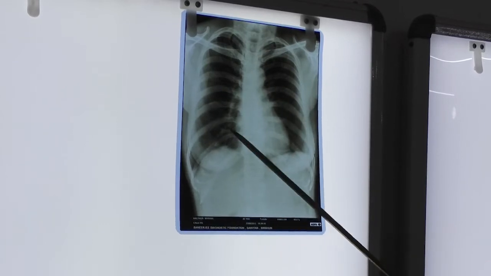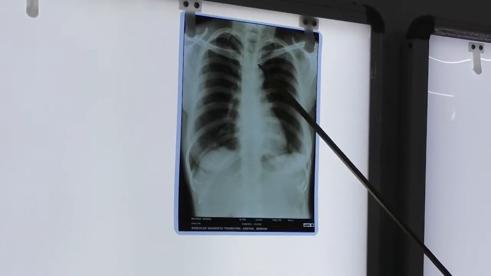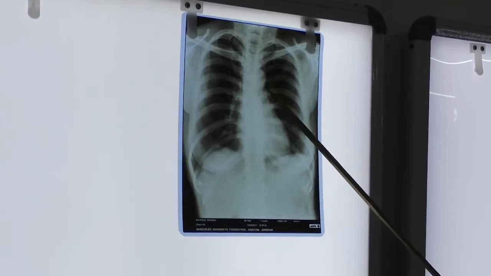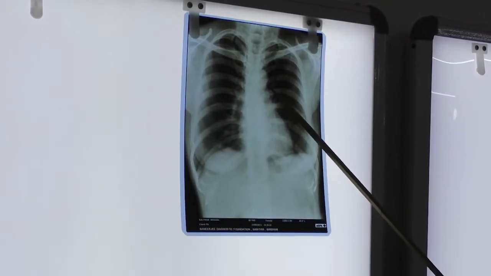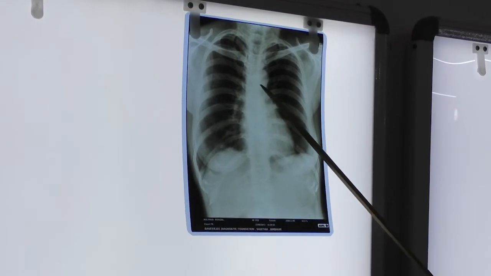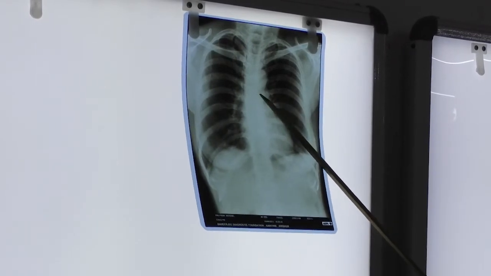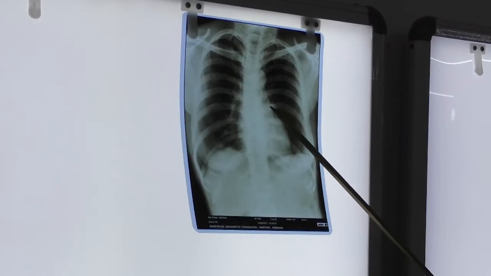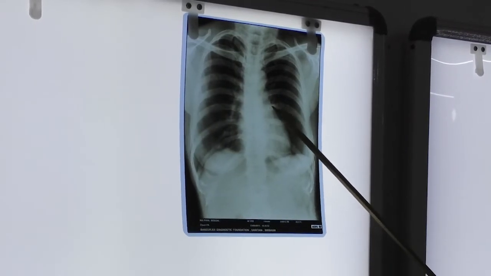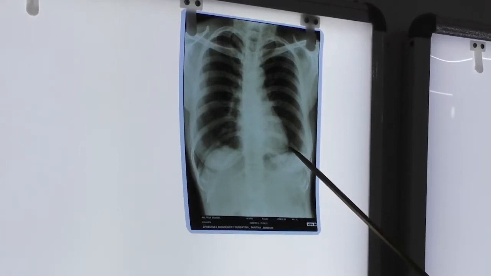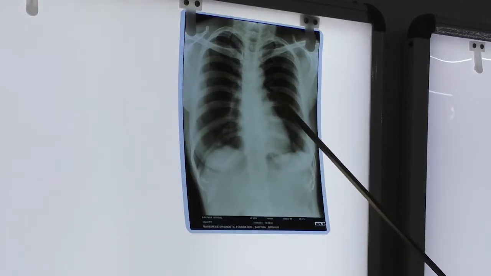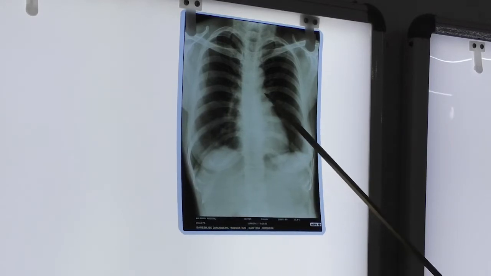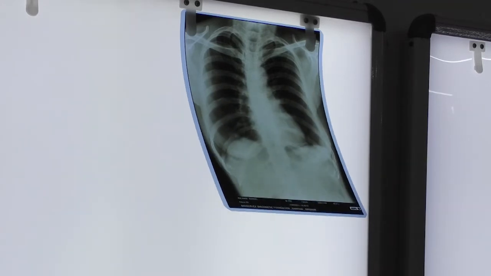Now we can see the right and the left border of the heart. And here we can see an arch area, the aortic knuckle. Below that we can find another marking, that is the pulmonary bay or the pulmonary trunk. Below that we can get another marking, this is the left auricle, and then it is the left ventricle. So the aortic knuckle, pulmonary trunk, left auricle and the left ventricle constitute the left border of the heart.